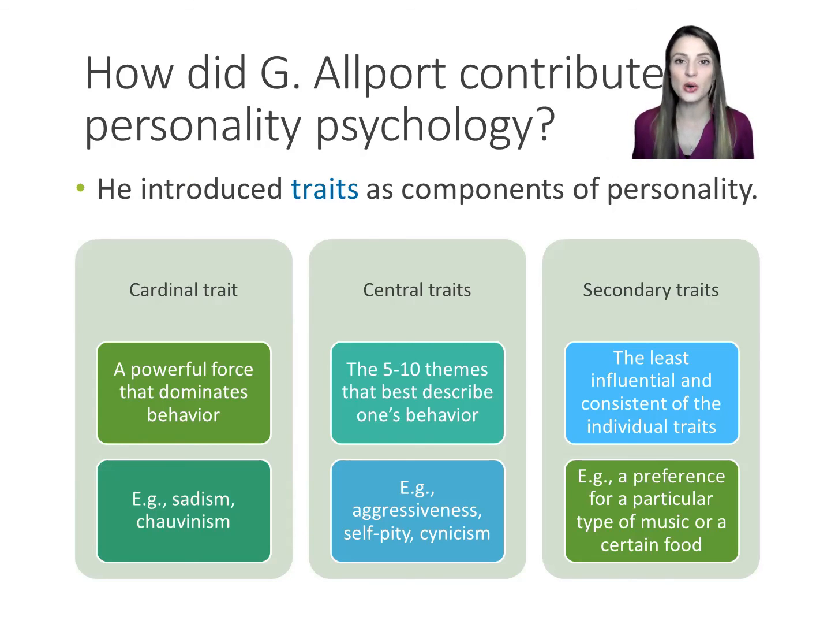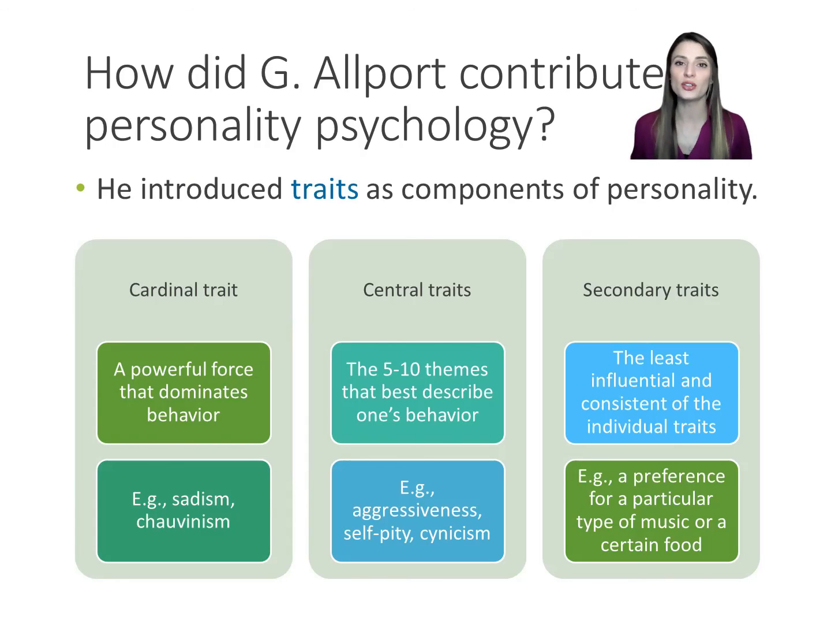Cardinal traits. We usually only have 1 or 2. These are the dominating forces behind our behavior. Think of a word or 2 that describes how you behave in every single situation. It doesn't matter if you're at work, at home, with your friends, with your pet, with your spouse, your children. It doesn't matter who you're with. This word describes you in every situation. Once you find that word, it is probably one of your cardinal traits, but according to Alport, you only have 1 or 2 of these most important traits.